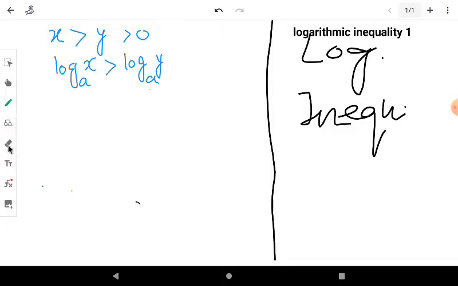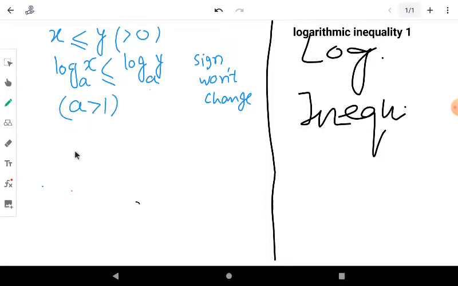What I mean to say is, if x is lesser than y, obviously both are positive here as well, then log x would be lesser than log y. If x is less than or equal to y, log x would be lesser than or equal to log y. The sign won't change. In what case? What is a? A is, guys, a is greater than 1. Now why, that we will see.